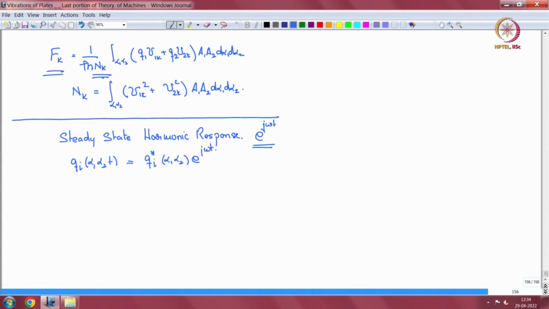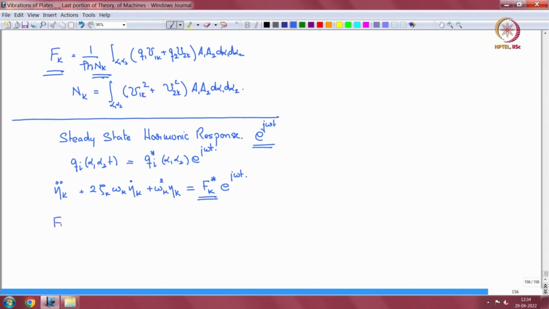As a result, the modal participation factor equation, eta k double dot plus twice zeta k omega k eta k dot plus omega k squared eta k, becomes, instead of fk(t), an Fk star, which is a pure number, times e to the power j omega t.